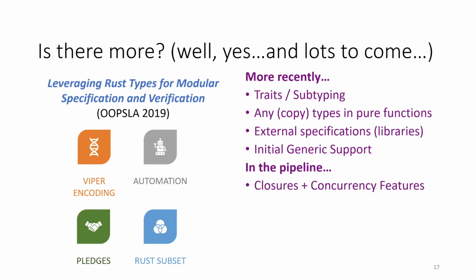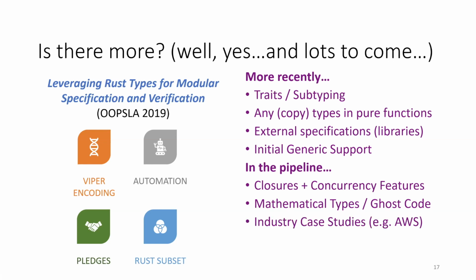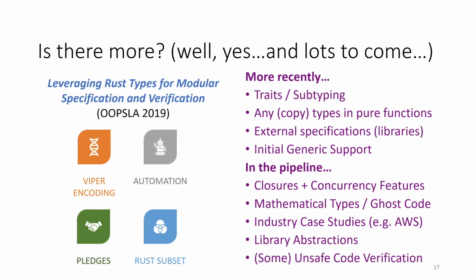So we're looking at verification of closures and certain concurrency features. There will be these mathematical types that I mentioned in response to Ralph's question, and also a notion of ghost code coming soon. And we're starting to look at applying Prusti to more serious code bases, including collaborating with a couple of people at AWS, including Rajiv, I think. And so now the library abstractions become a more interesting question, because as we start looking at more serious code bases, it's important to be able to abstract over large amounts of code that we don't want to verify at the same time. And we're nonetheless looking into a little right now how we can start to push into a little of the unsafe space of Rust.